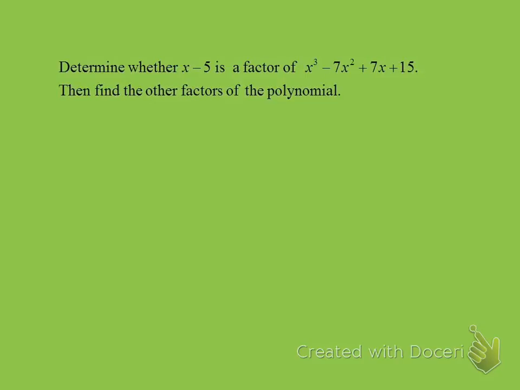Determine whether x minus 5 is a factor of x cubed plus 7x squared plus 7x plus 15. Then find the other factors of the polynomial. Okay, so what you do is you take this polynomial, set up the coefficients like you would. 1, negative 7, 7, 15. Since it's a binomial, you want this guy's opposite, so that'll be 5. Okay, same setup, nothing changed.